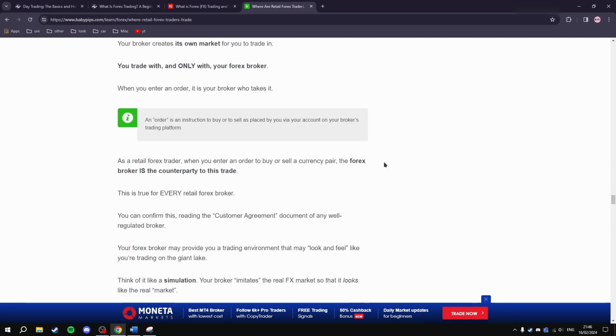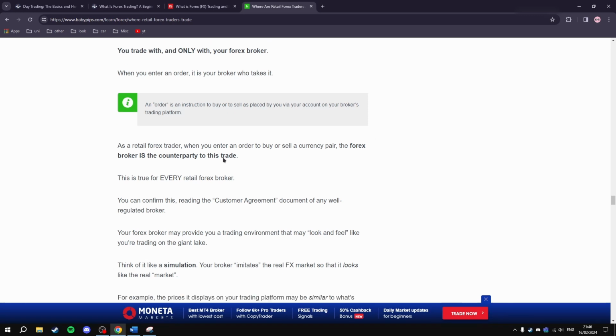An order is an instruction to buy or sell, placed by you via your account on your broker's trading platform. As a retail forex trader, when you enter an order to buy or sell a currency pair, the forex broker is the counterparty to this trade. This is true for every retail forex broker. You can confirm this by reading the customer agreement document of any well-regulated broker.